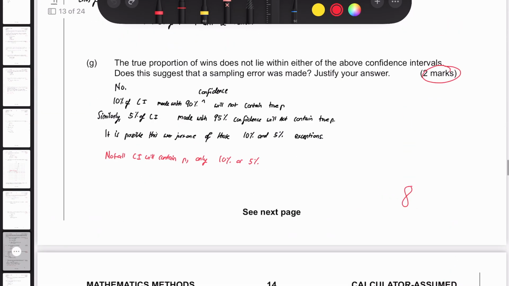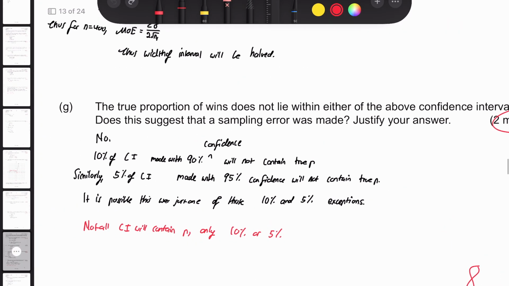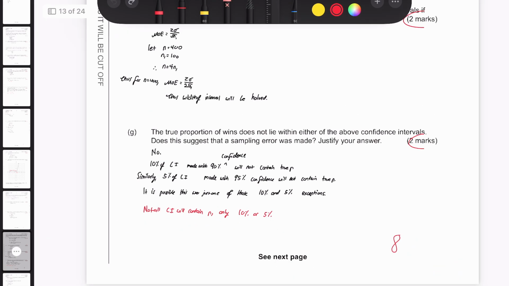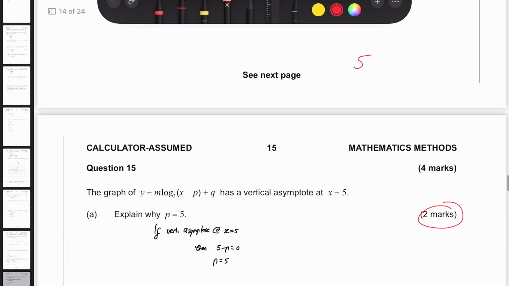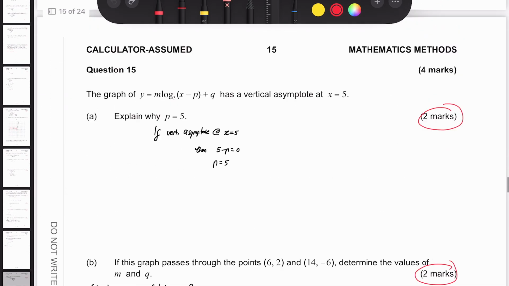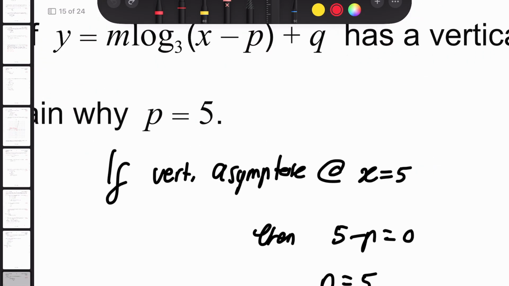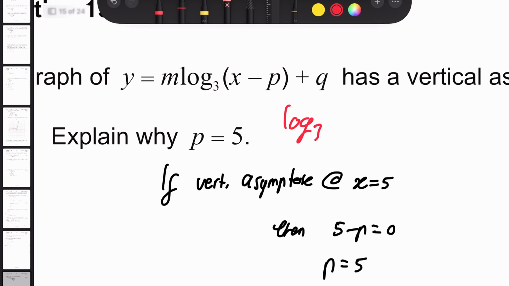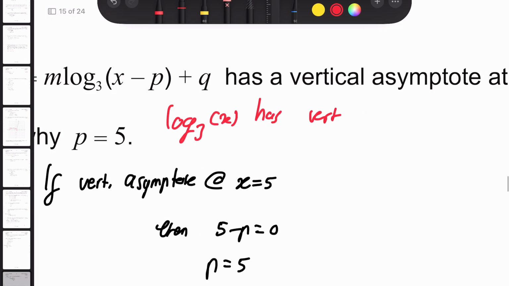I like this explanation better because it's more succinct. You just have to say that not all the confidence intervals will contain P. Only either 10% for the 90% confidence interval or 5% will. But yep, and then going down, all of this was fine. Bada bing, bada boom.